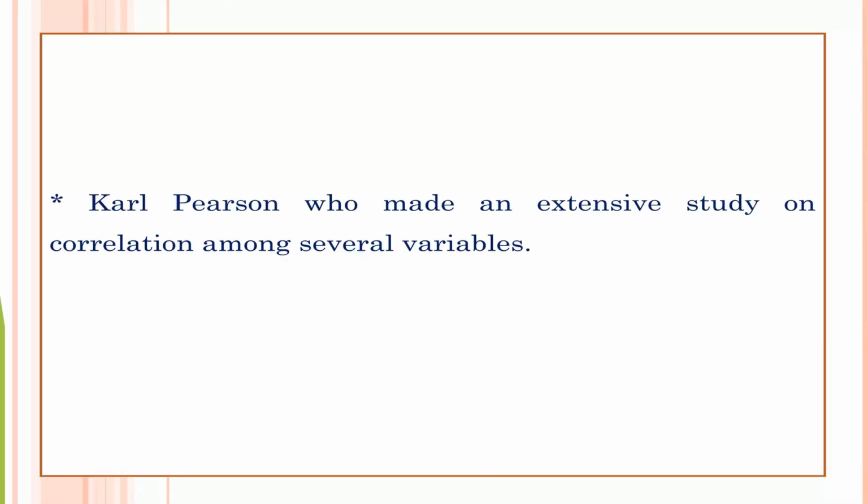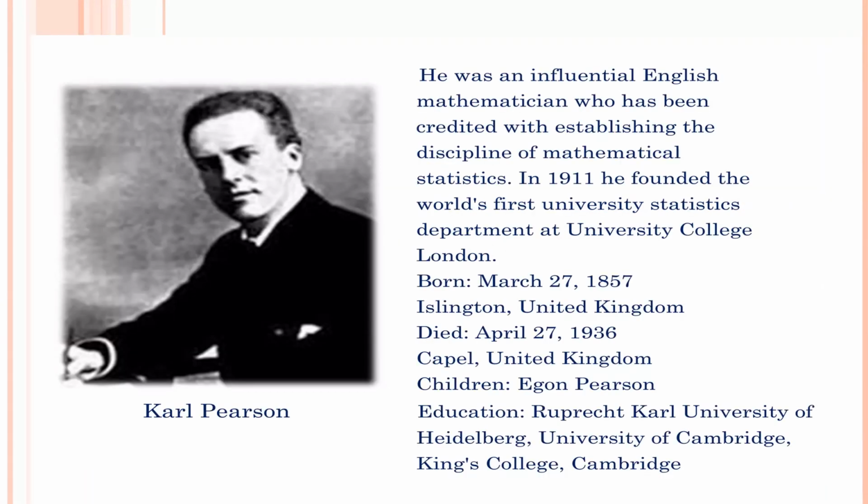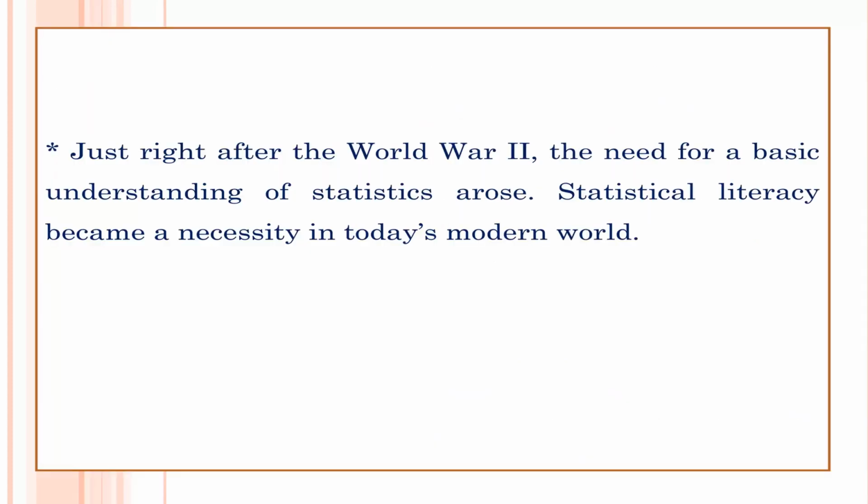Karl Pearson made an extensive study on the correlation among several variables. He was an influential English mathematician who has been credited with establishing the discipline of mathematical statistics. In 1911, he founded the world's first university statistics department at University College London. Born March 20, 1856, in Islington, United Kingdom, he died April 27, 1936, in Surrey, United Kingdom. Children: Egon Pearson. Education: University of Heidelberg, University of Cambridge, King's College, Cambridge.